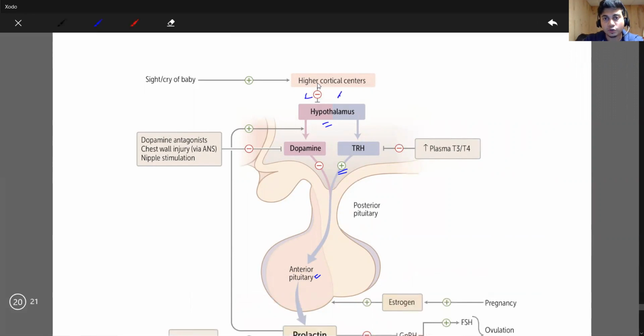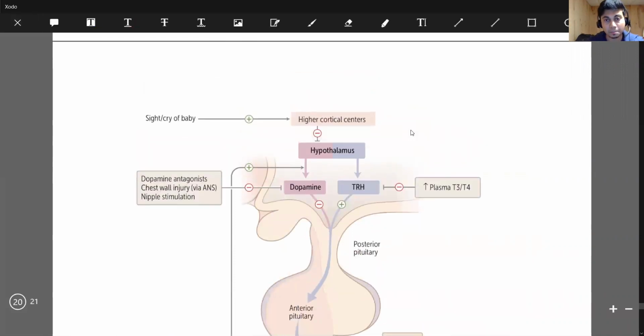Hypothalamus has control over this dopamine and TRH. Hypothalamus has the effect on the release of dopamine, and this dopamine can work on the anterior pituitary to inhibit the prolactin. That means dopamine is an inhibitor of prolactin release.